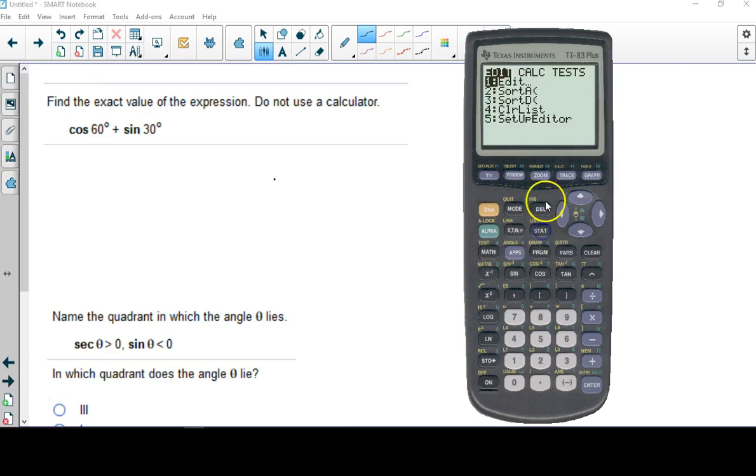The other thing that you could do, if you don't want to change it, is that you can say cosine of 60 and then hit second apps and hit enter. So that way it knows that it's a degree and not a radian. So you can mark it.